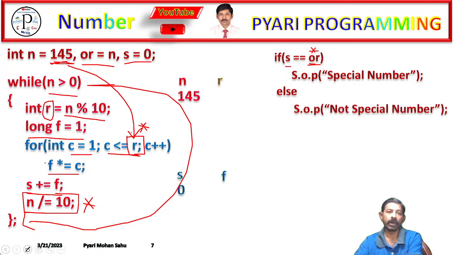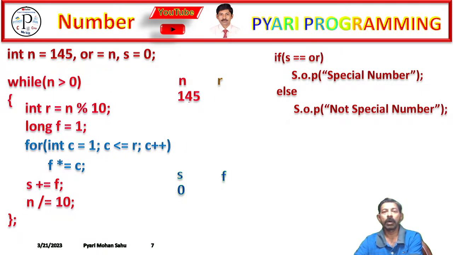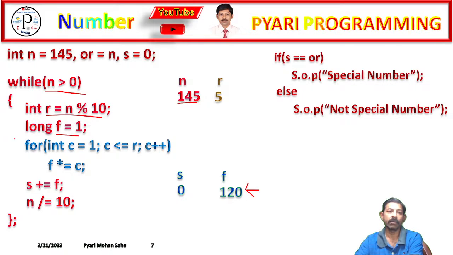Now let's make a dry run to understand this. Let me clear the screen. Number is your 145. 145 is greater than 0, true. I will get the remainder. Remainder is your my 5. R is 5. Now f is equal to 1. फैक्टोरियल आपका 1 आएगा. मैं डायरेक्टली यहाँ पे फैक्टोरियल डाल रहा हूँ क्योंकि ऑलरेडी मैं फैक्टोरियल आपको बता चुका हूँ, फैक्टोरियल का ड्राई रन. इसीलिए मैं यहाँ पे डायरेक्टली ये वाला ड्राई रन में खत्म कर रहा हूँ.